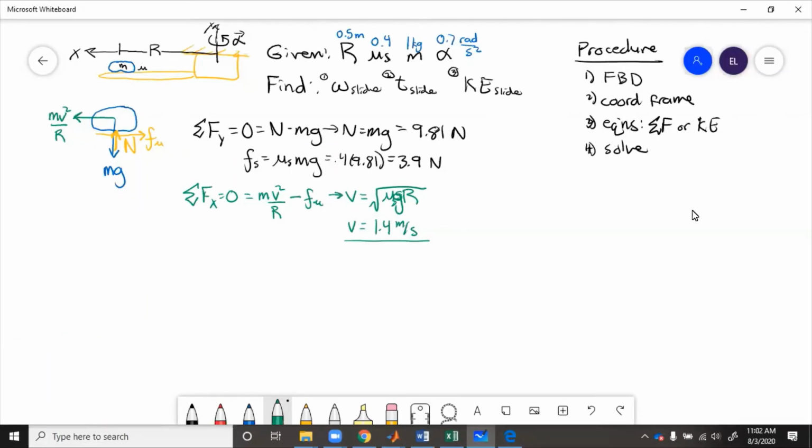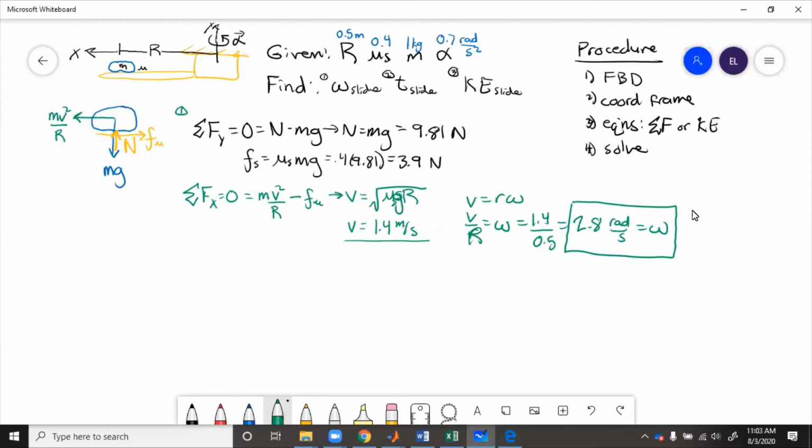But what the question asks for is angular velocity. Well, we know V equals r omega, so V over r equals omega equals 1.4 over 0.5 equals 2.8 radians per second. So 2.8 radians per second equals omega. This is the answer. That's how we got 1.